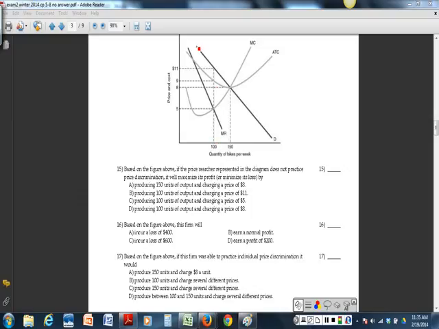Alright, a price searcher faces a sloping demand line. Unlike a competitive market where they don't have any influence on price and are just faced with a flat line, in this case it's not so competitive, so they can search for a price and sell at one price. Based on the figure above, if the price searcher does not practice price discrimination, meaning they're selling at one price, what would that price be and what is the production rate is the question.